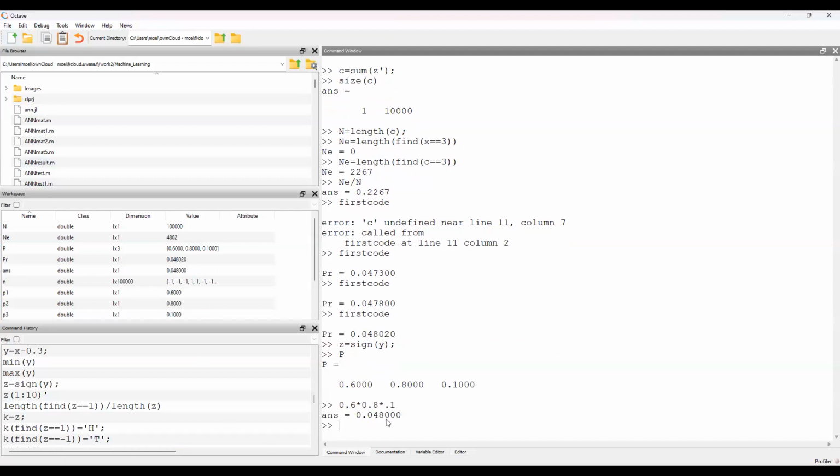This is the actual result, the mathematical result. And this is the simulation result, 0.048. So the simulation gives you a result very close to reality.